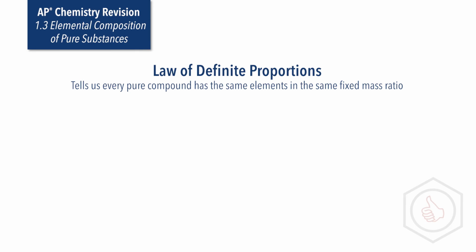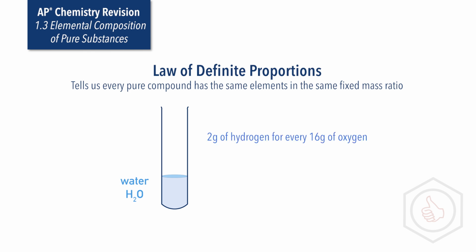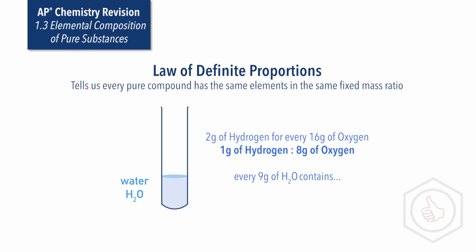For example, water, H2O, always contains 2 grams of hydrogen for every 16 grams of oxygen, a ratio of 1:8 by mass. So regardless of how much water you have in a sample, the ratio of hydrogen to oxygen by mass will always be 1:8. Or in other words, every 9 grams of water contains 1 gram of hydrogen and 8 grams of oxygen.